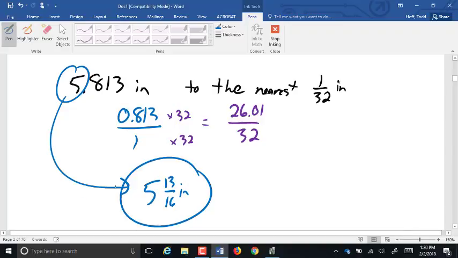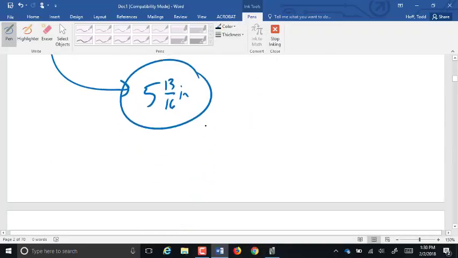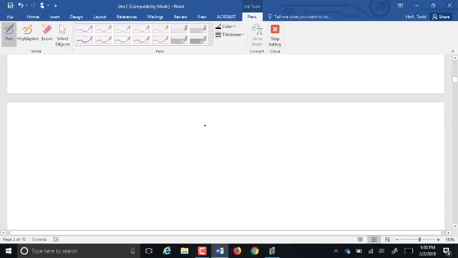So 5 13/16. Now I do get asked, well, why did we reduce that when we asked for it in 32nds? Well, because 13/16 is still a 32nd. It's just been simplified. Okay.